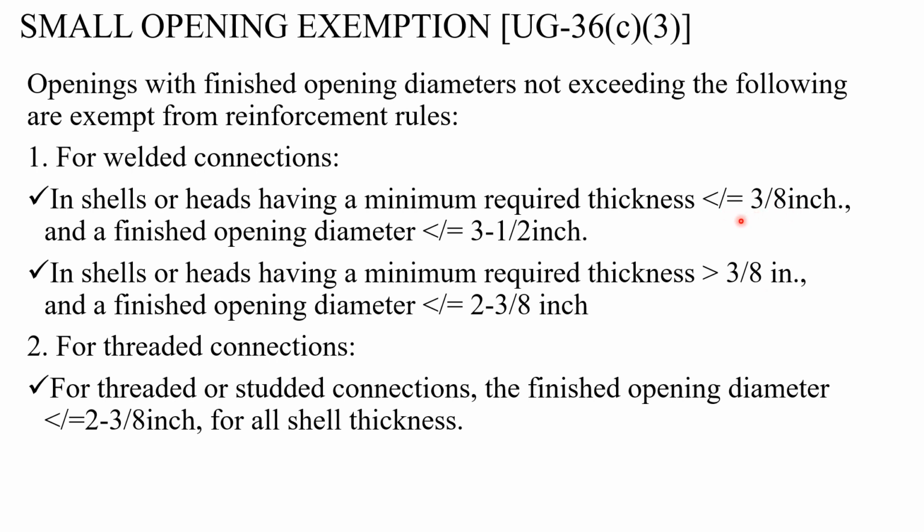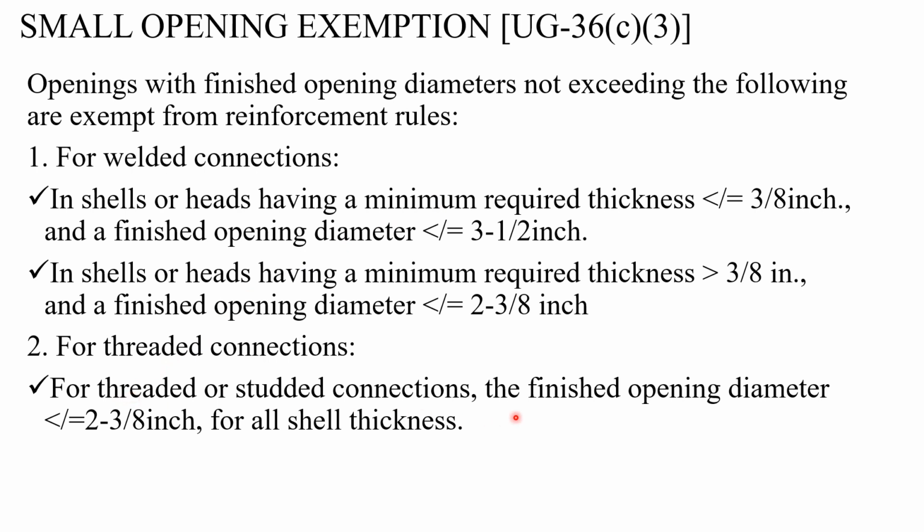We have seen less than 10 mm, about 10 mm and more than 10 mm. So about 10 mm, your opening has to be 3-1/2 inch, that is 90 mm, and your 2-3/8 inch, that is nearly 65 to 70 mm. You can exempt the RF pad. In both cases you can exempt the RF pad as per UG-36(c)(3).